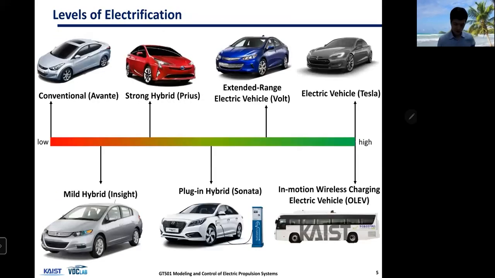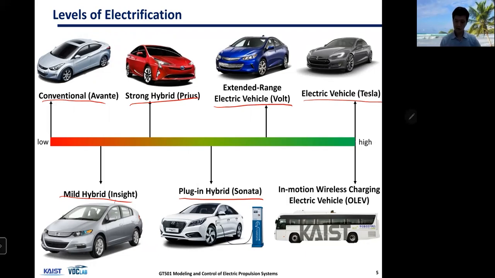Levels of electrification. So we looked at this slide, and on the left side we have conventional powertrain, and on your right side we have pure battery EV, and in between there's hybrids. There's mild hybrid, strong hybrid, plug-in hybrid, and then extended range EV.